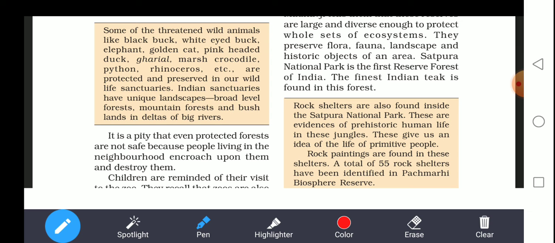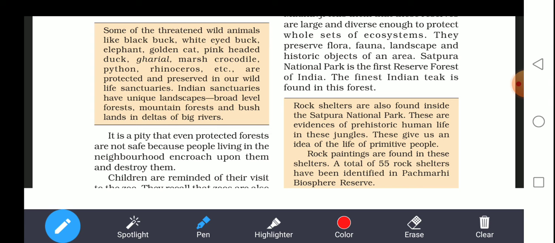When you see a rock shelter, you will be reminded of the early days. So this gives us an idea of the life of primitive people. Primitive means the early man, those earlier days, when people used to live in these rock shelters. Rock paintings are found in these shelters. You will find some pictures on the rock. These are done by primitive men.